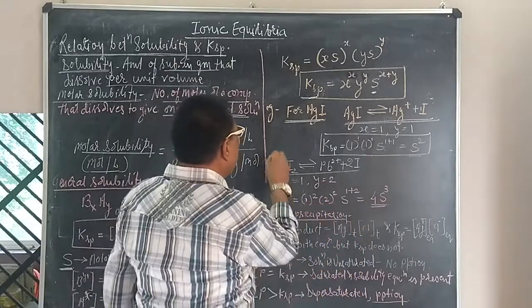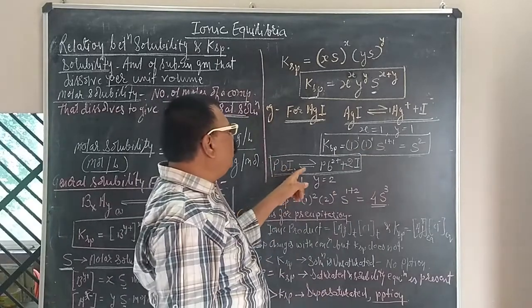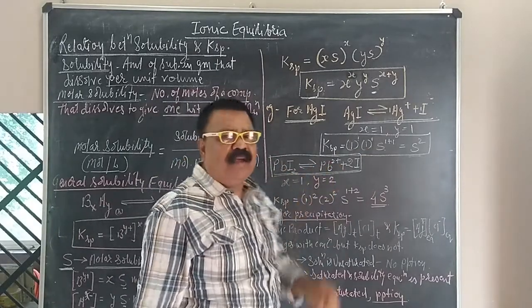Next, let us see another example. This is one equilibrium reaction: PbI2 gives Pb2+ plus twice I-.